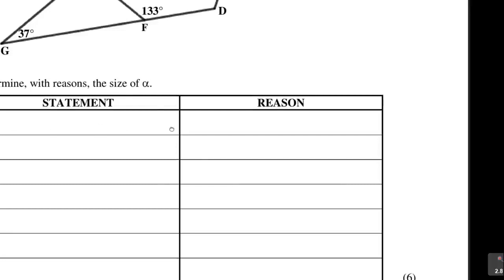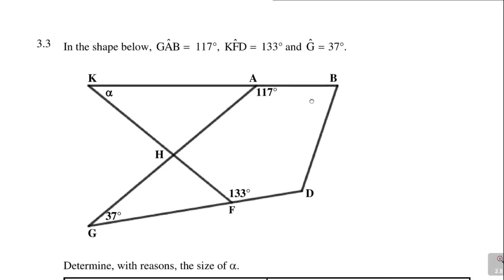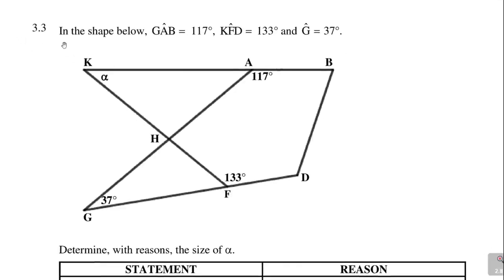Alright, and then let's wrap it up here. Question 3.3. In the shape below, GAB is equal to that. KFD is equal to that. There it is. They give you these things. There is GAB, there is KFD, there is GFB, and then there is that. They just gave us that.